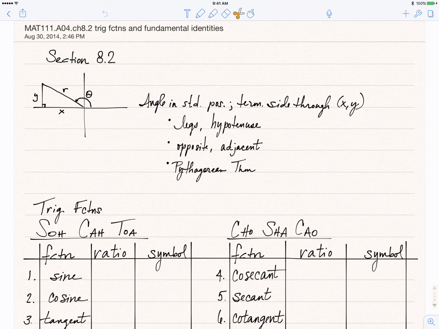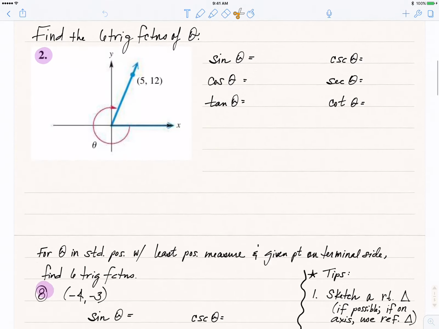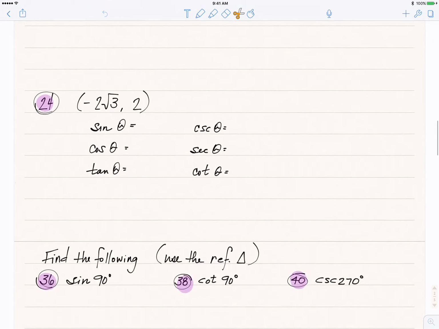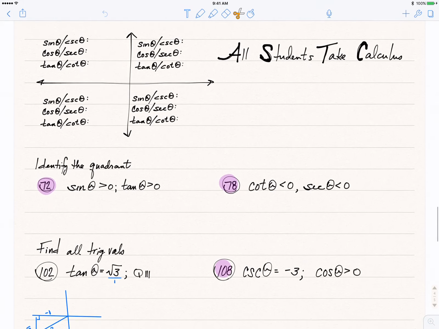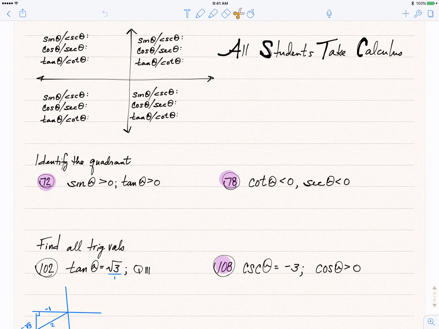Hey folks, this is a short lesson that will take place at the end of section 8.2. So if you could get out your notes from section 8.2, go all the way down to the bottom of the notes from section 8.2. And I want to take a look at the part that talks about all students take calculus.